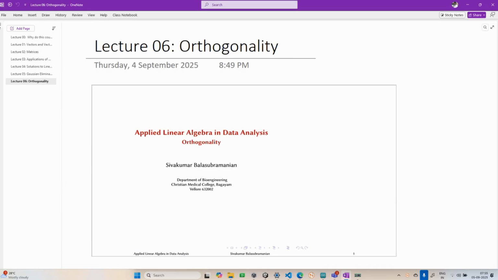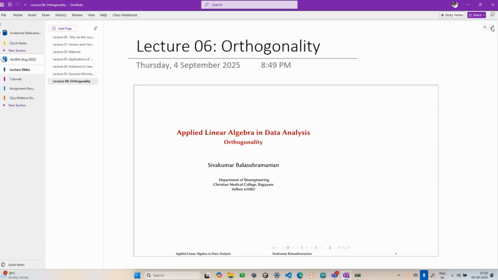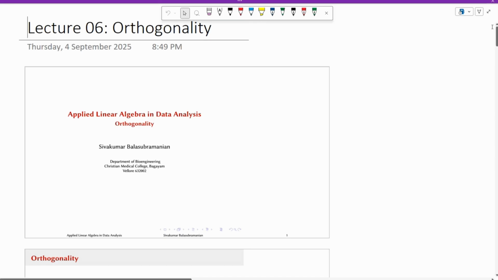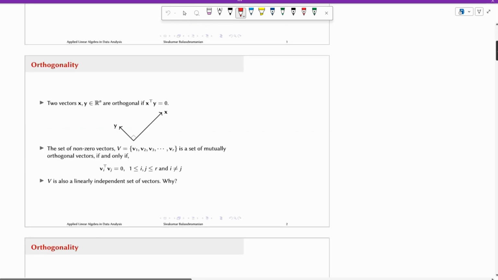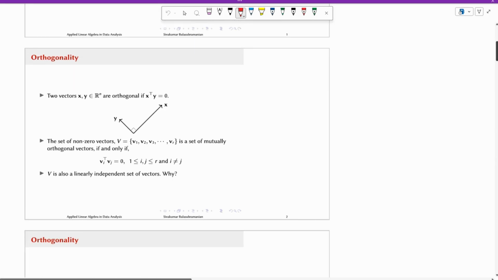And this particular lecture is again on a very important topic, which is orthogonality, which is about this idea of two vectors being perpendicular to each other. When they are perpendicular to each other, one way to think about them is they essentially don't share any common information. If they're not perpendicular, then the direction tells you has some information.